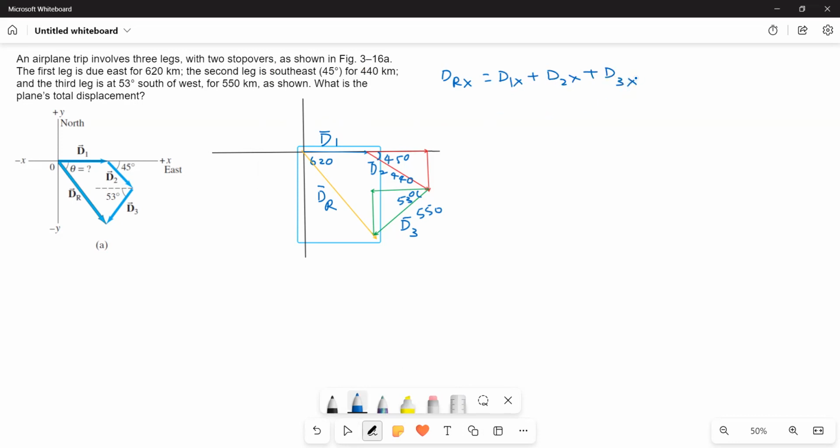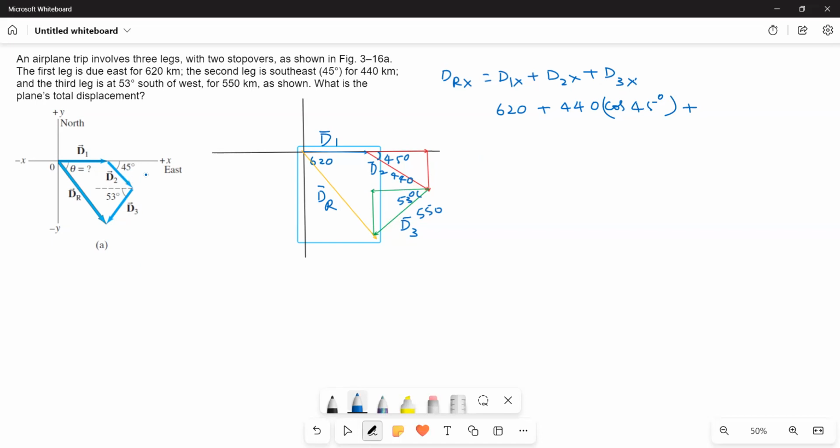Okay. Now, what are d1x, d2x, and d3x? d1x is 620, already given to us. It has only one component, the x component. There are no other components, so 620. And d2x, we have to resolve it. This is the adjacent side to the 440, this line. So what we do is 440 cos 45 degrees, adjacent side. And then plus D3. For D3, it is 53 degrees and towards the left side.